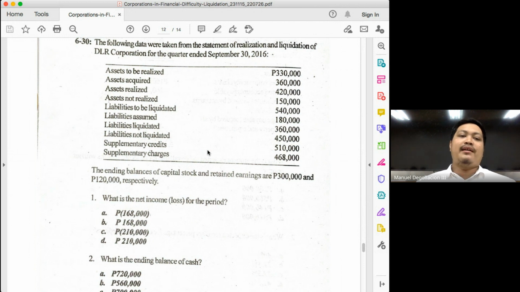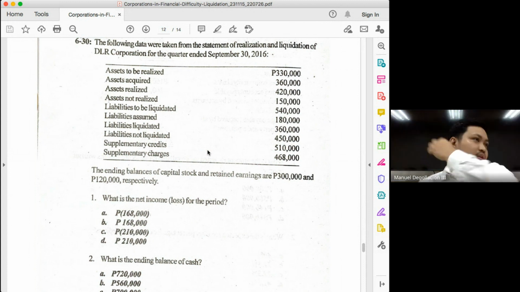Now you have here supplementary credits and supplementary charges, basically gains and losses class. Okay. I hope I do not have to tell you where to place the supplementary credits class. Where should you place that amount? In which side of the T account should the supplementary credits be placed? Why are you not confident to say it will be placed on the credit side, class? It will be placed on the credit side. Supplementary credits will be placed on the credit side. Then supplementary charges. Charges normally would be a debit. Okay. So you place the 468 on the debit side.